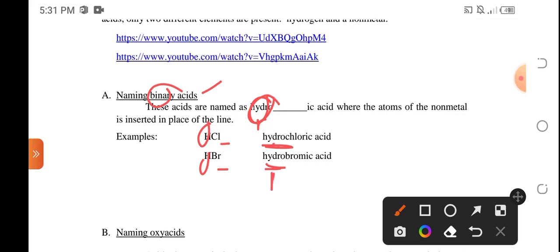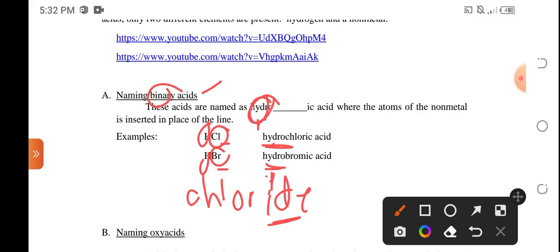Okay? So, you have hydro. And then, we have the Cl, or the anion here ends with IDE. Cl will have a name of chloride. What do you do with the IDE? You change it with IC. So remove the IDE and add IC plus the word acid.